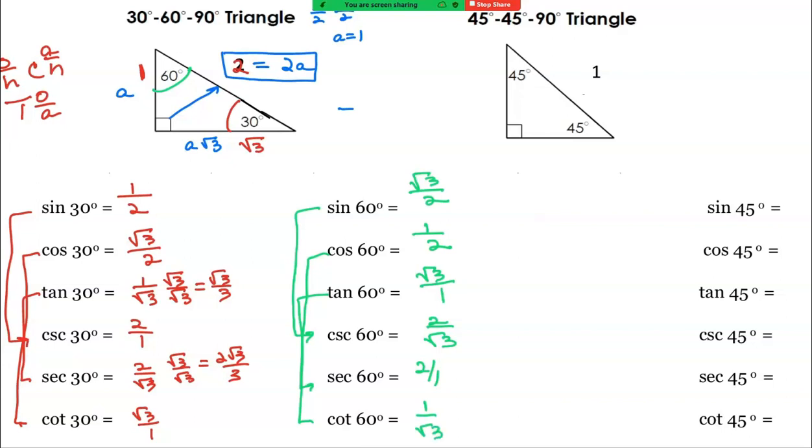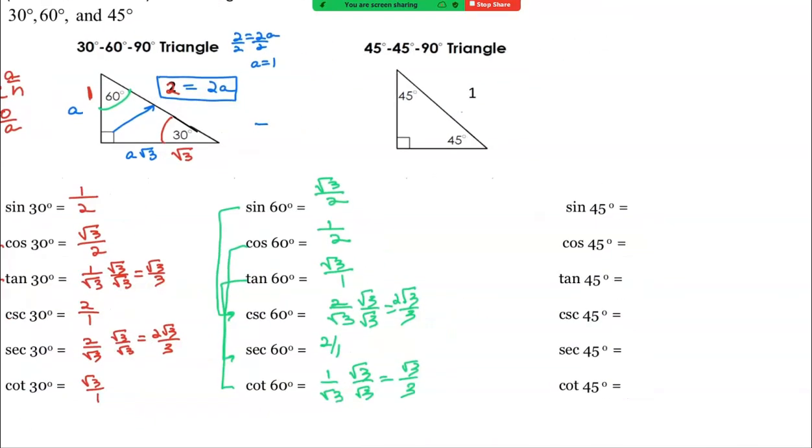Okay, now you see there's a pattern here. So sine of 60 is the same as cosine of 30. So you can see there's patterns in math. At this point, I'm going to just rationalize what I need to. And I'm good. So that's all done.